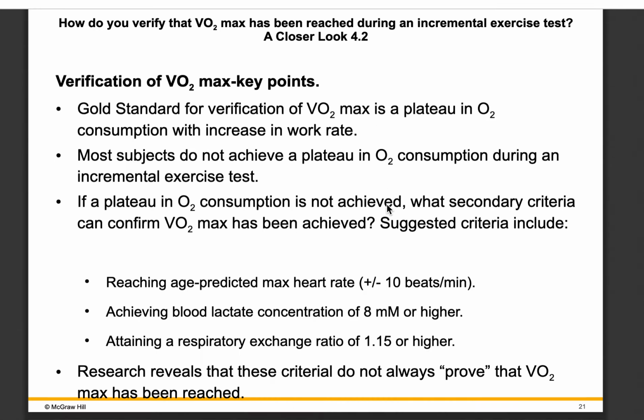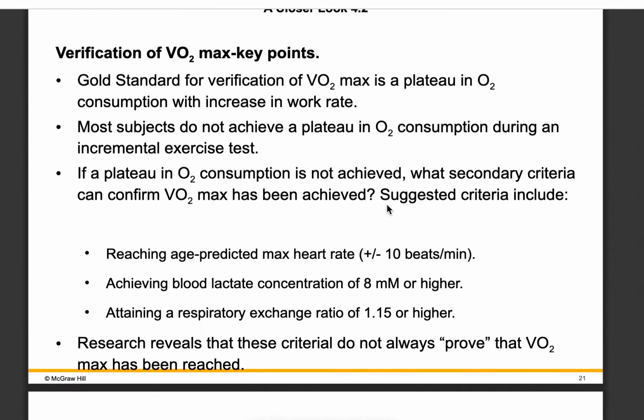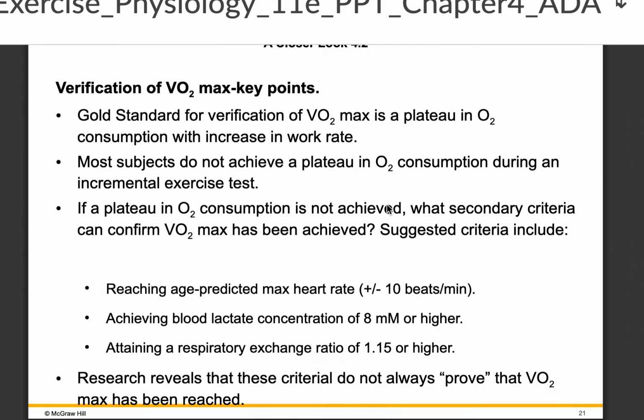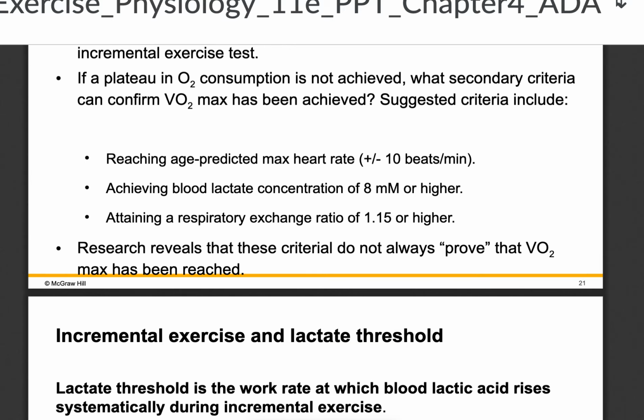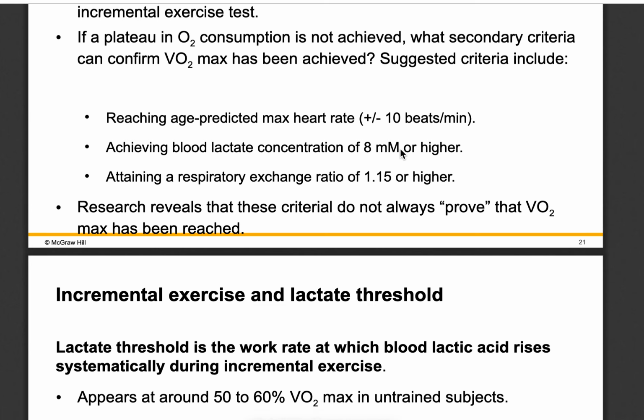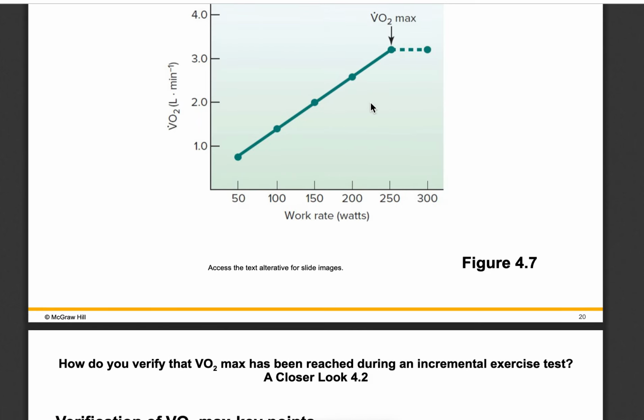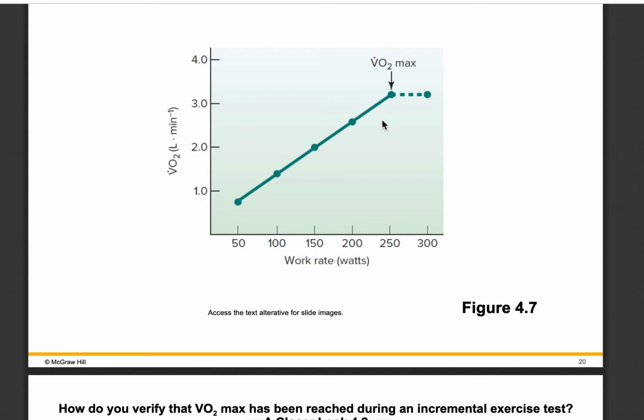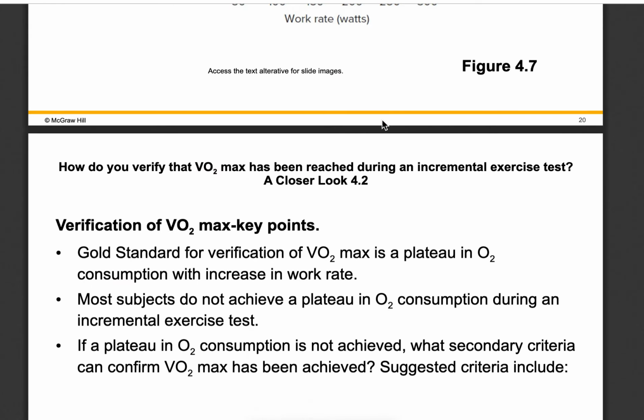And so we can actually verify that VO2 max has been achieved if we're testing someone and measuring this. What you would truly love to see is this on a graph, if you plotted it out when you were actually measuring it. Very rarely does that happen.